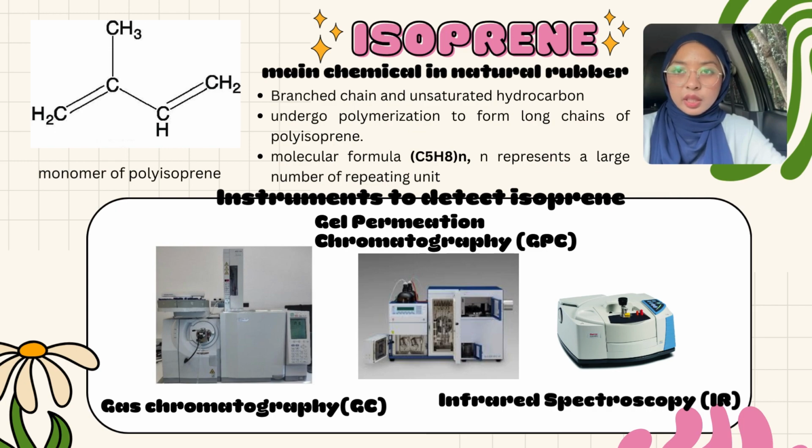The main chemical in natural rubber is isoprene. To detect this chemical, instruments such as gas chromatography are suitable, as they involve the thermal decomposition of the sample to produce volatile compounds that are then separated and analyzed. Besides, gel permeation chromatography is able to separate and quantify the components of a mixture. Furthermore, infrared spectroscopy such as FTIR can use infrared radiation to obtain an infrared spectrum of absorption of solid, liquid, or gas. All of them are great for identifying and quantifying chemical compounds in natural rubber.